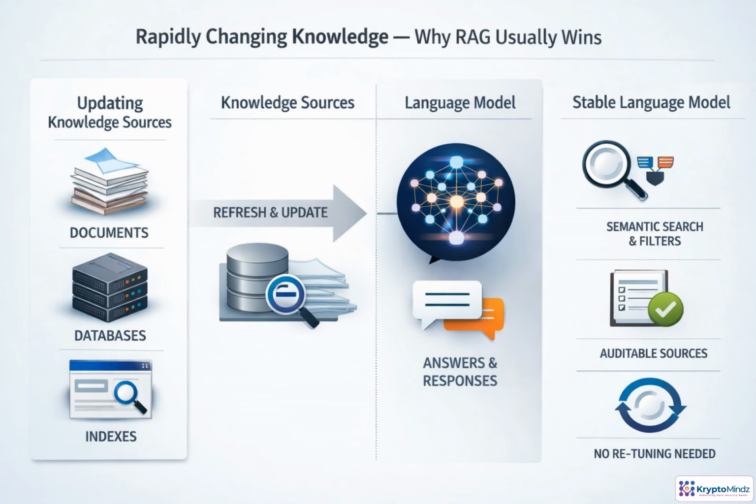In fast-changing environments, retraining the model for every update is slow, expensive, and hard to audit. RAG gives you a cleaner separation. The model stays stable while documents, databases, indexes, and connectors are refreshed around it. That means newer answers, easier rollback, and a visible source of truth that teams can inspect and correct. Retrieval can also combine semantic search with filters like date, region, version, or role, so freshness and control improve together.